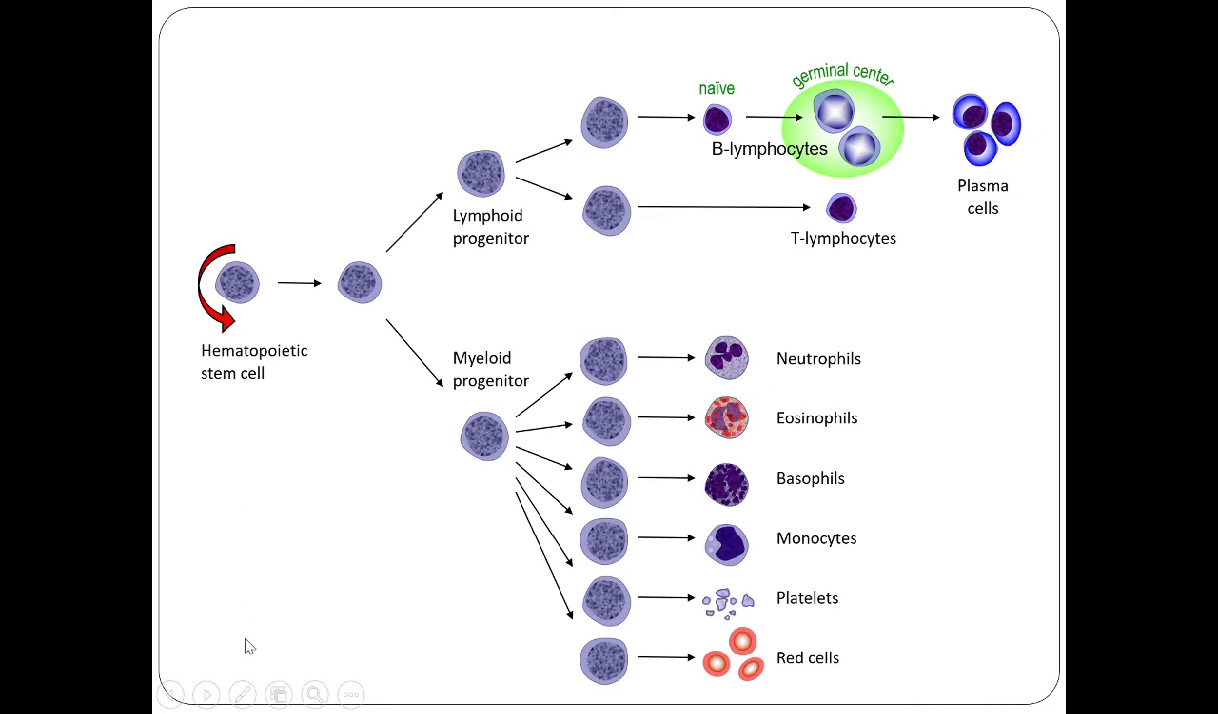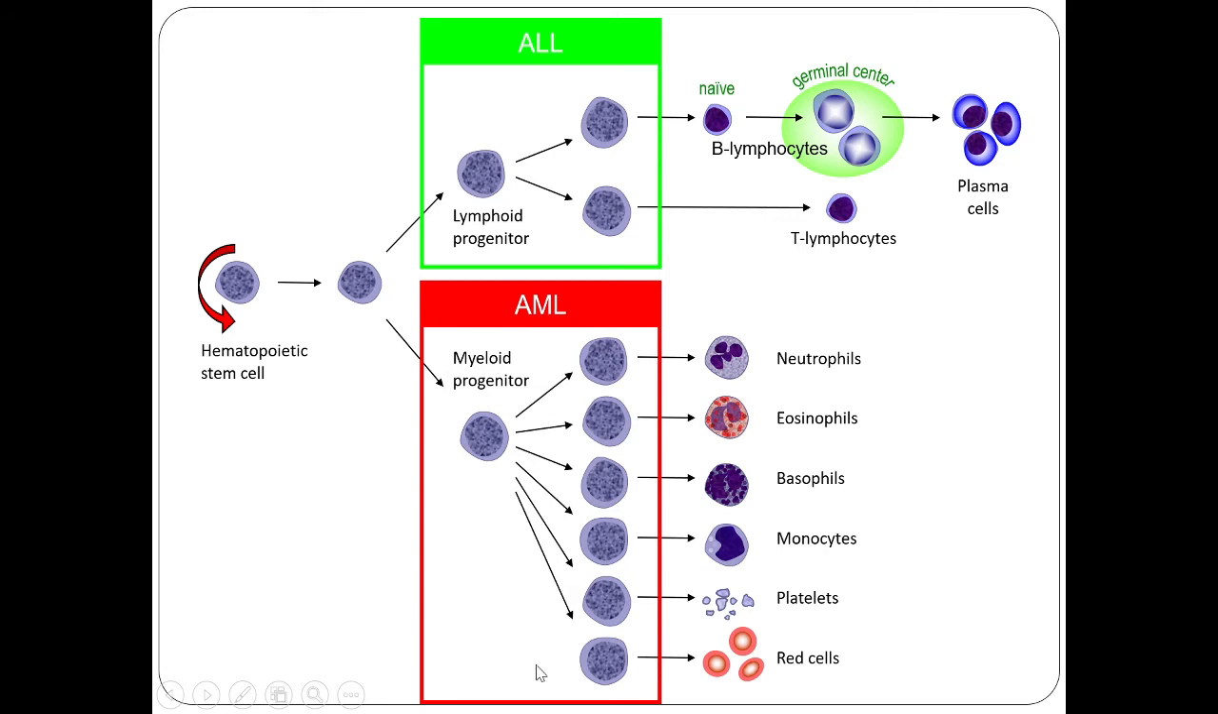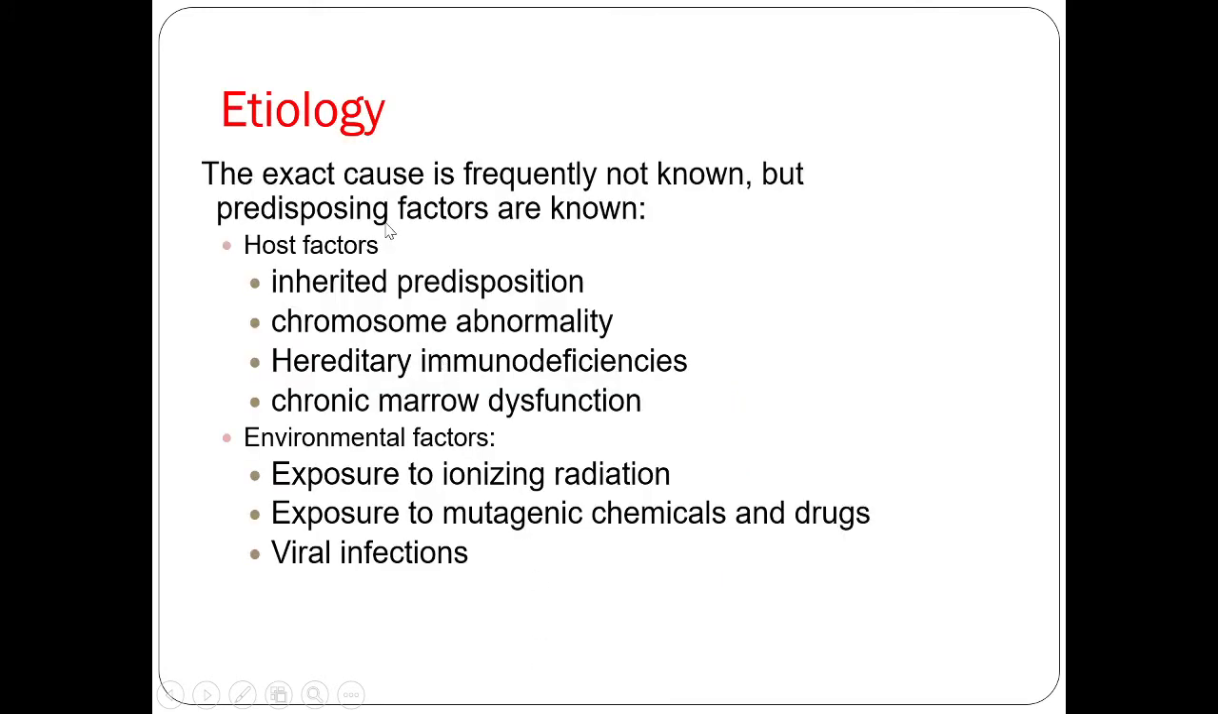Now, normally WBC is produced from the hemopoietic cells, like the lymphoid progenitor and myeloid progenitor. Lymphocytes are produced by the lymphoid progenitor and granulocytes are produced from the myeloid progenitor. ALL occurs due to a defect in a lymphoid progenitor. AML occurs due to a defect in a myeloid progenitor.